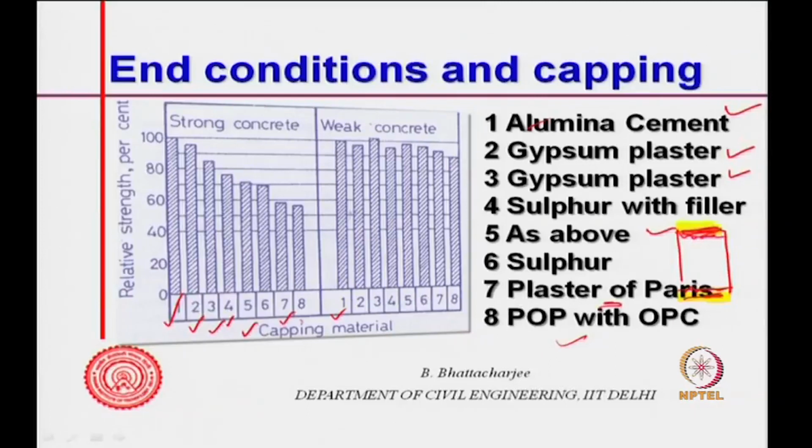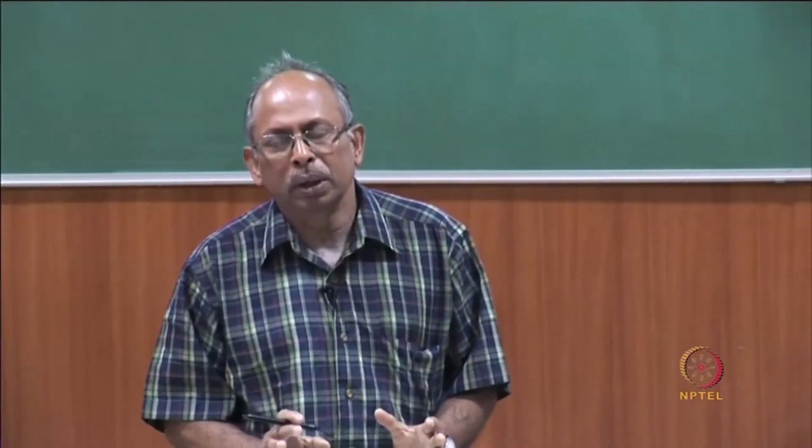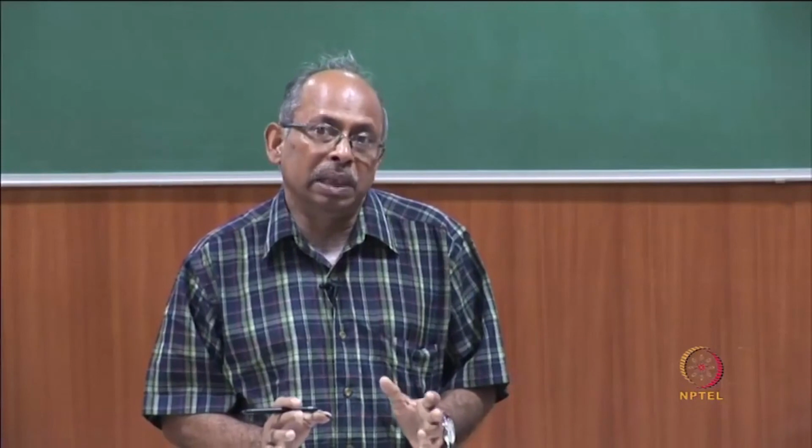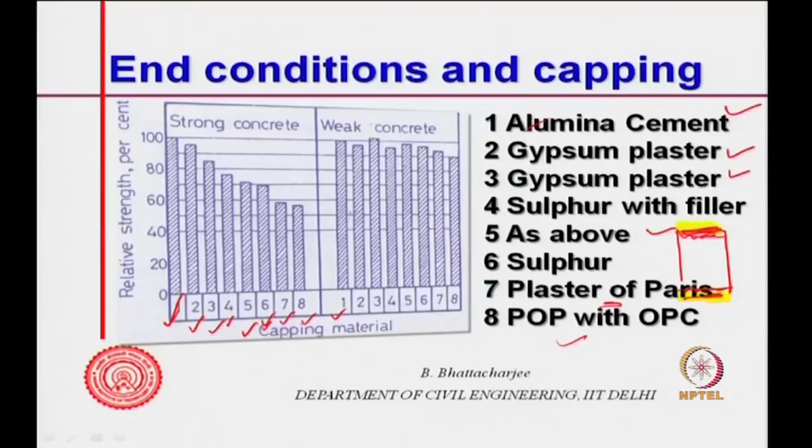So, plaster of Paris is this, ordinary Portland cement is here, 6 is sulfur, 5 was same as sulfur with filler and is pure sulfur, 6 is right. So, you see if you have different capping materials, same cubes or same cylinder, if you look at relative strength, if I assume that high alumina cement gives me 100% strength, for strong concrete it goes on reducing with the capping material, and for weak concrete the effect is somewhat less, in fact you find slight increase. Well, this is a qualitative statement, I am not doing quantitative statement.